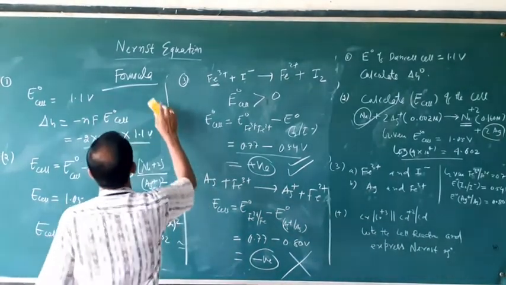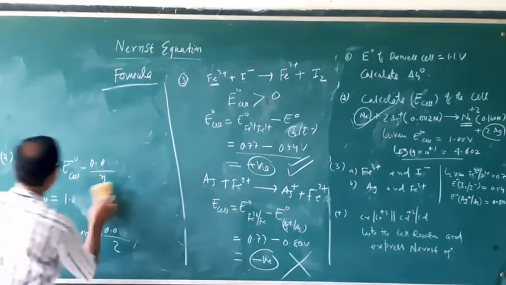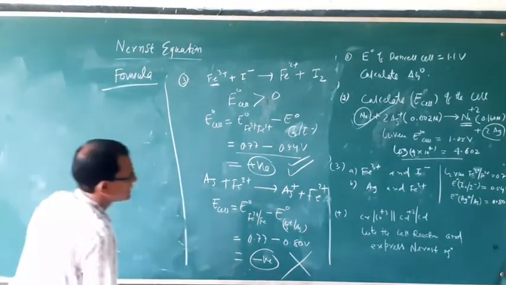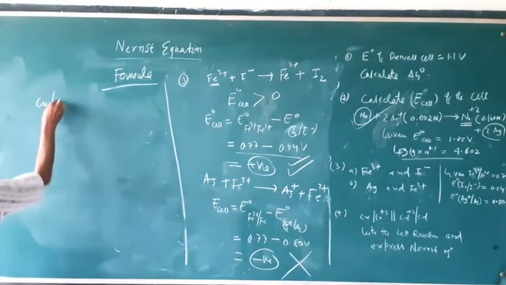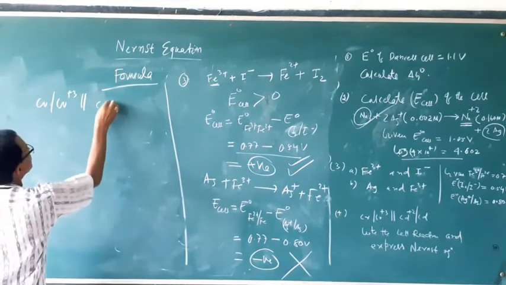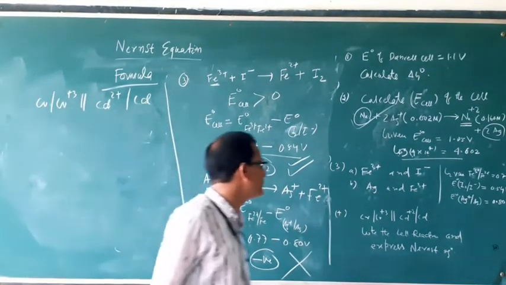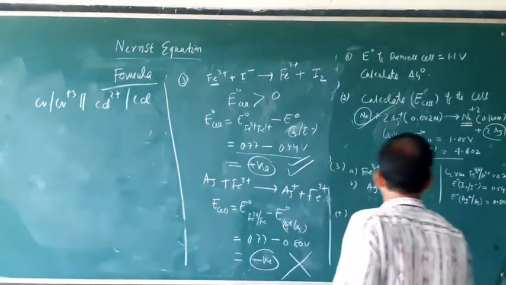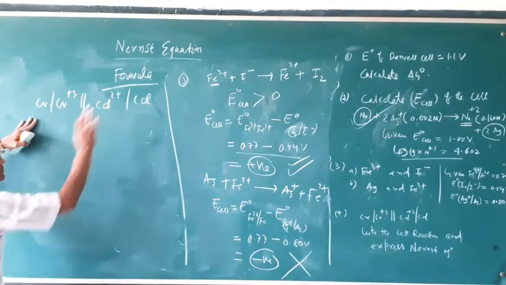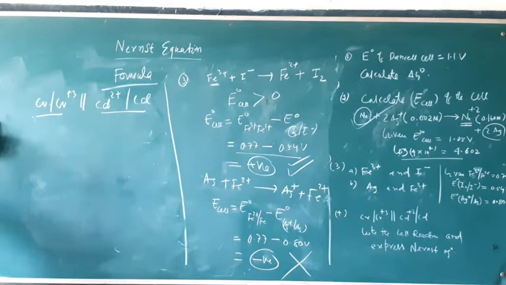So the fourth question is very important also. What is the fourth question? You see that a cell is given: Cr changes to Cr3 plus, salt bridge, Cd2 plus changes to cadmium. This is a cell representation given. Write the cell reaction. What is the cell reaction? It is very easy to write the cell reaction. You see the left side, right side. This is anode, this is cathode. Already we have discussed in galvanic cell.